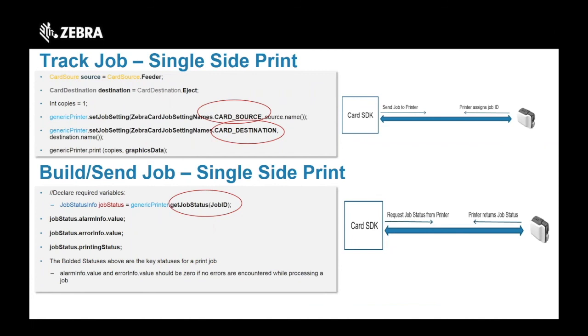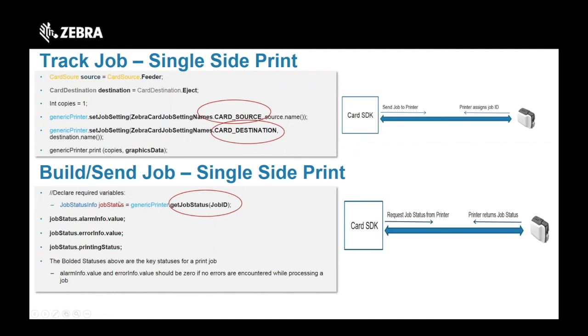So you send those two job settings to the generic printer. The generic printer will be able to identify where to take the card and where to put the card when the job has finished. You can define how many copies you want to do. When you use generic printer print, that is when you're sending the print job to the printer. So you're sending graphic data and you're sending how many copies of that you want to print.